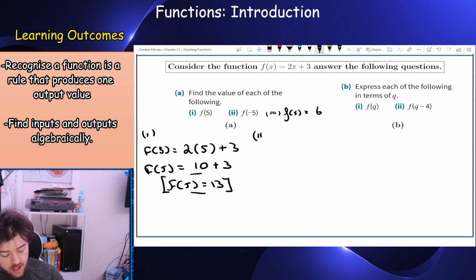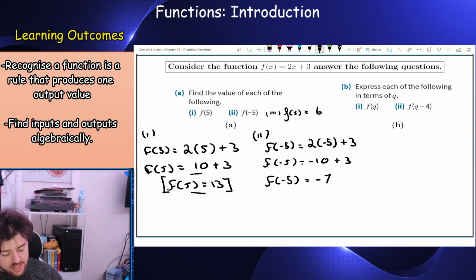The second one here, I need to find f of minus 5. The same rules apply. So f of minus 5 is going to be 2 times minus 5 plus 3. f of minus 5 equals minus 10 plus 3. f of minus 5 equals minus 7. So when my input is minus 5, my output is going to be negative 7.